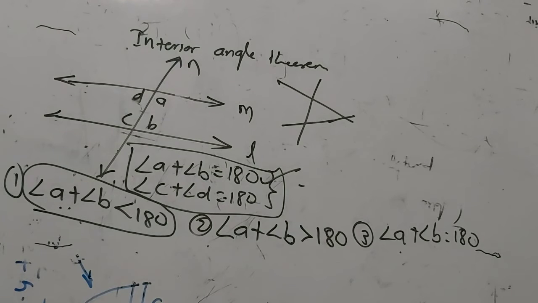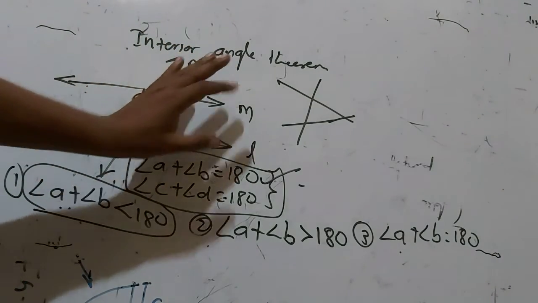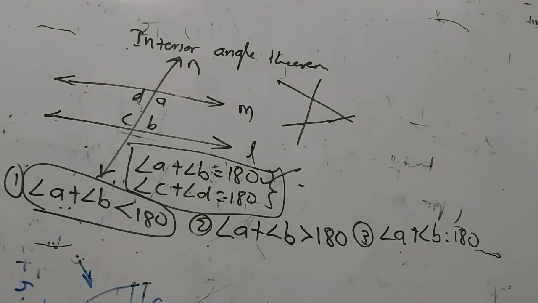Again, if A plus B is less than 180, these two lines intersect each other. They are not parallel. If they are intersecting, then they are not parallel. So it is not possible. What is given to you? These two lines are parallel. So the first one is wrong.